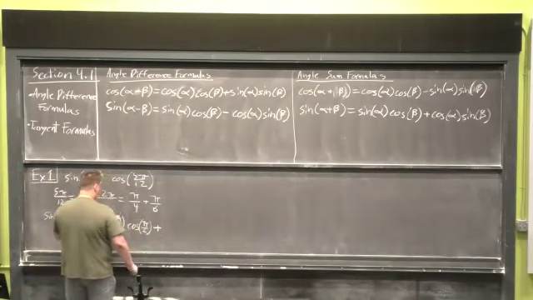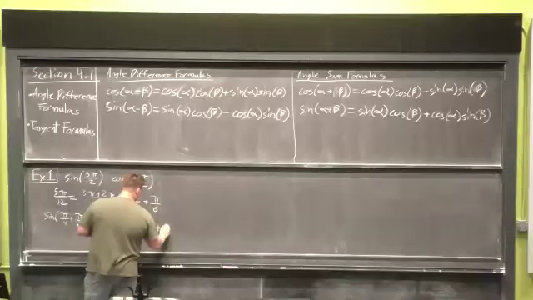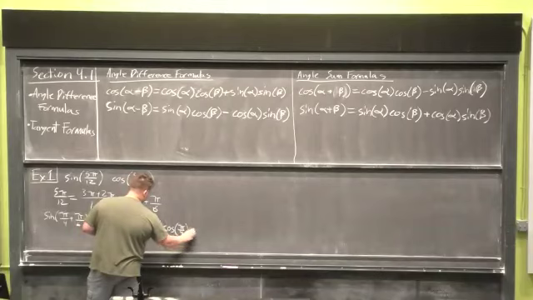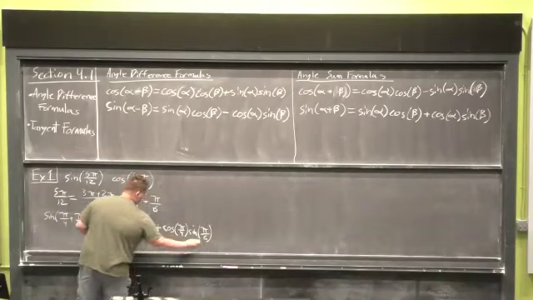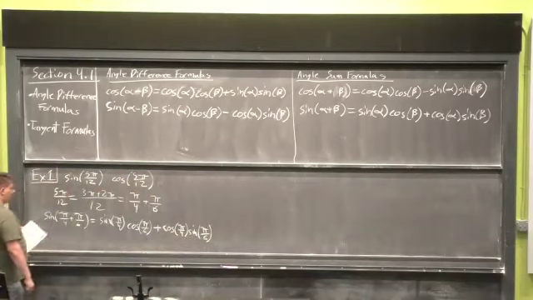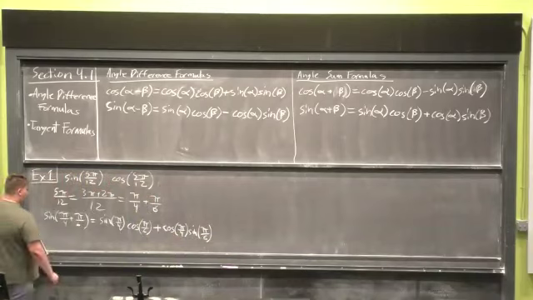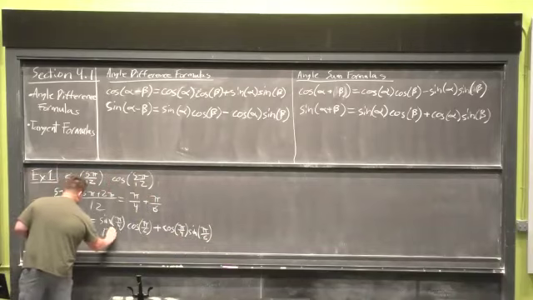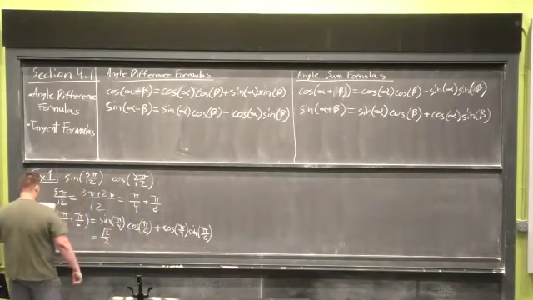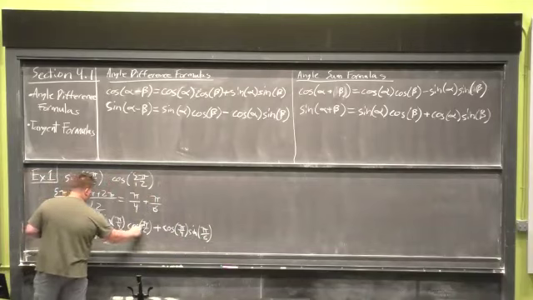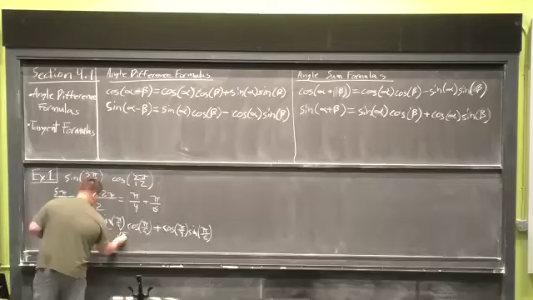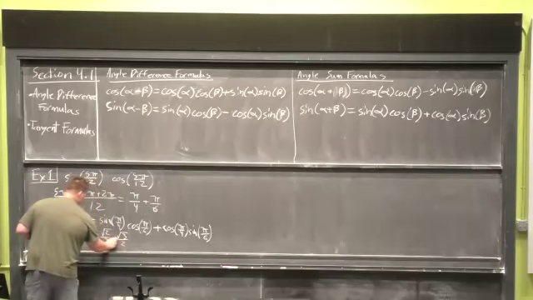This is add cosine of pi over 4 times sine of pi over 6. And I know that sine of pi over 4, well, that is square root 2 over 2. Cosine of pi over 6, that is square root 3 over 2. So I'm going to times these together.